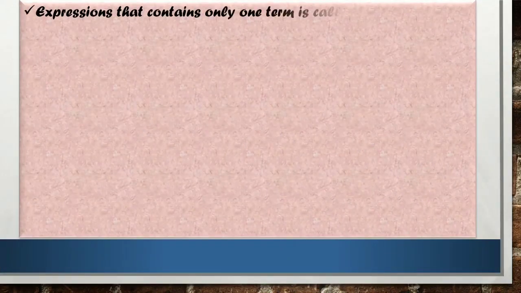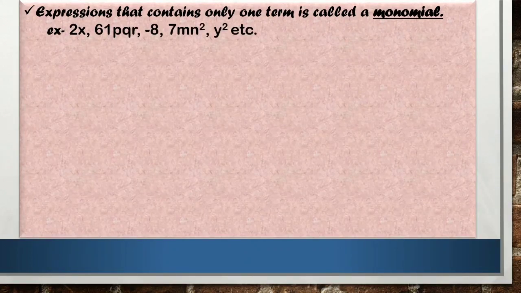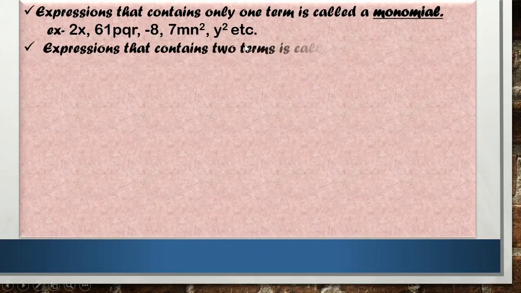Now, when an expression contains only one term, that is known as a monomial. As we can see in the examples, we have taken only one term: 2x, 61 PQR, though it has 3 variables, it is a single term only. Minus 8, though it is a constant, since it is a single term, it will be considered a monomial. And you can take several examples by yourself.